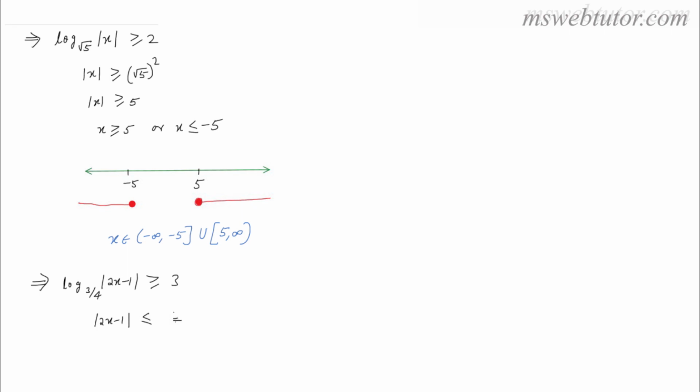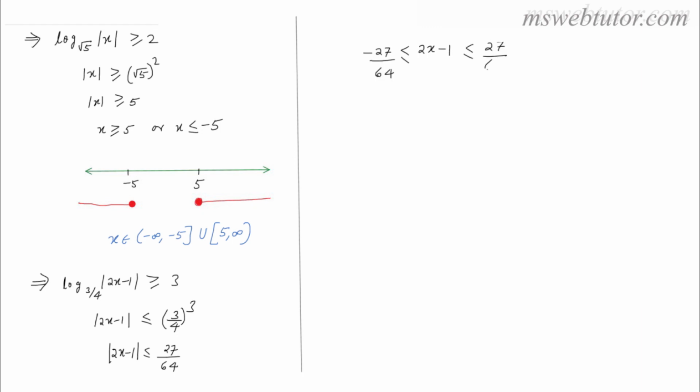Hence, mod of 2x minus 1 will be less than or equal to 3 by 4 to the power 3, which gives mod of 2x minus 1 less than or equal to 27 by 64. And we have already learned in a previous lesson that if mod of x is less than or equal to any number, then x will lie between minus times of that number to plus times of that number. Now solving this expression will give the values of x and the answer, and it is left for you to solve the expression. That's all for this section.